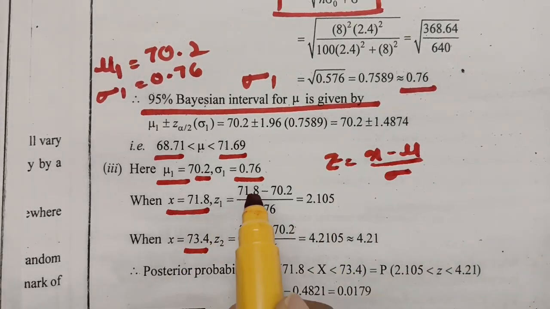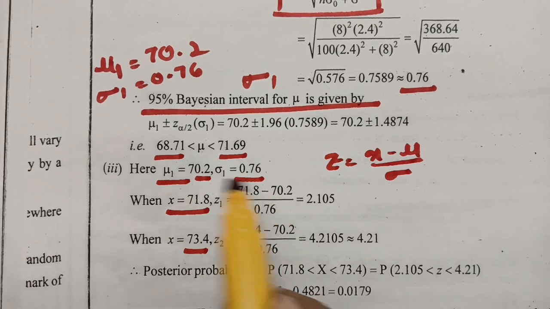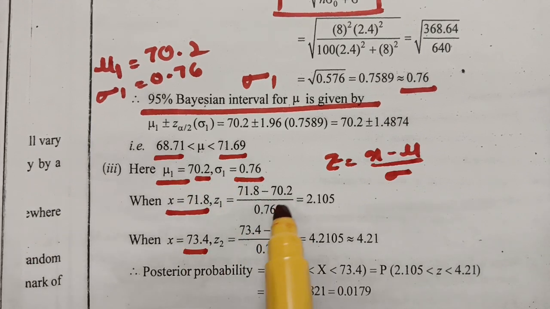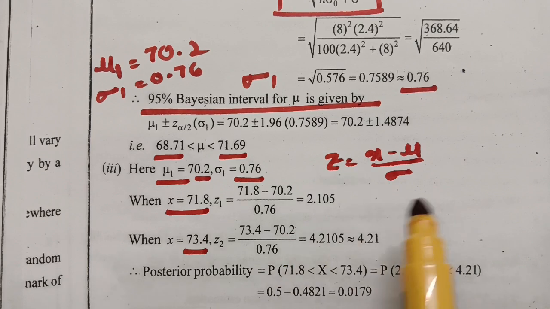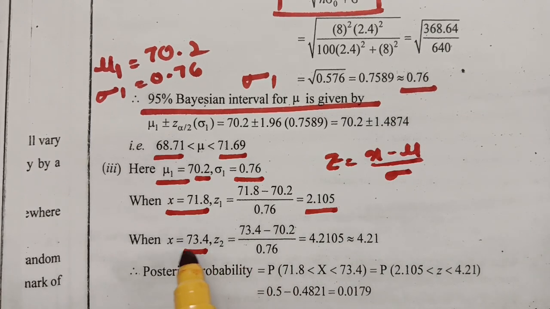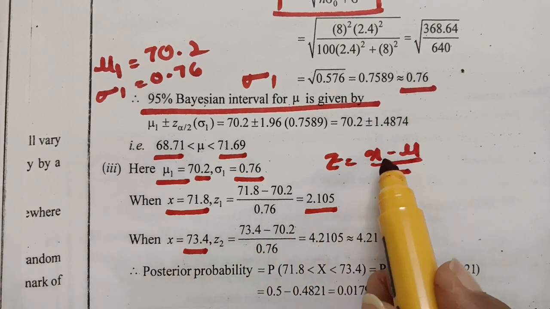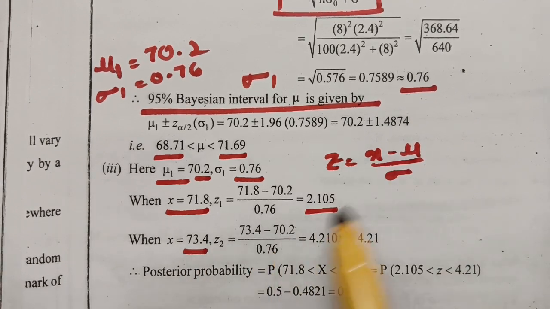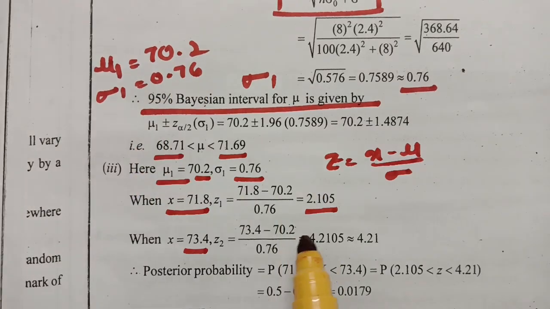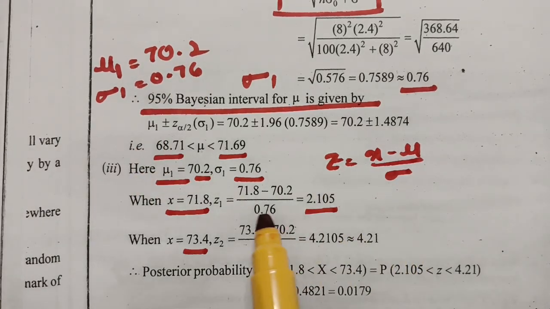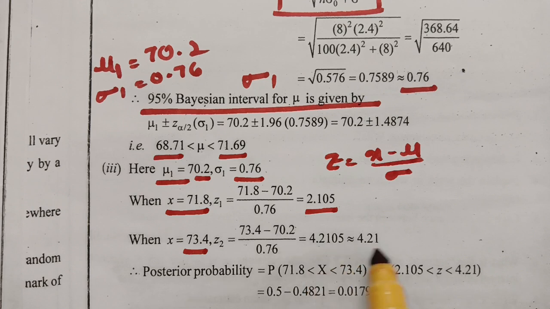If I take 71.8 minus 70.2 by this sigma value 0.76, the value here is 2.105. And if you take 73.4 in place of x, 73.4 minus mu 1 value 70.2, and sigma 1 is equal to 0.76, the value here is approximately 4.21.